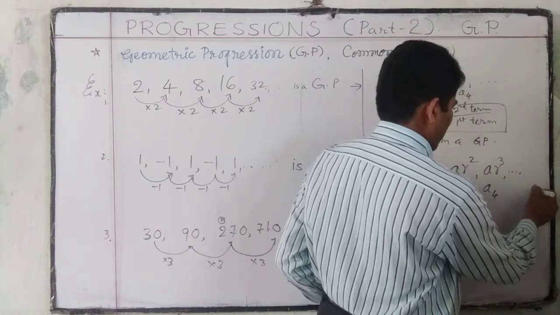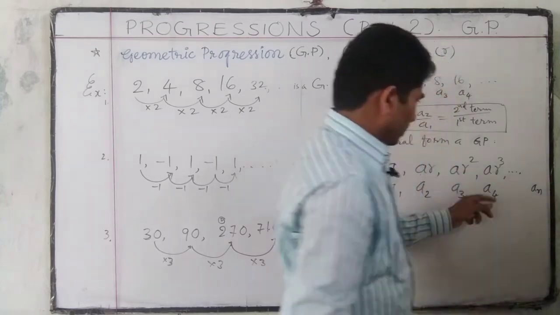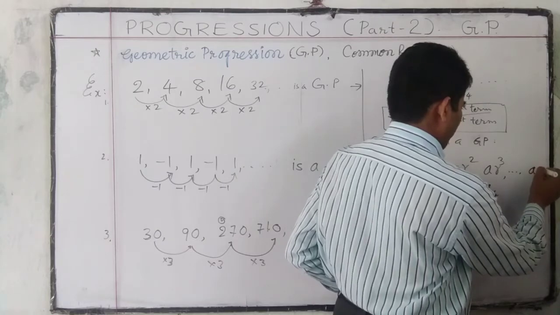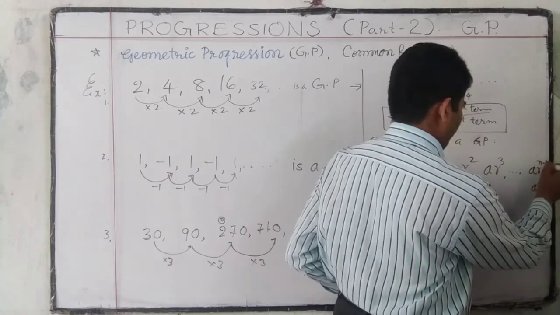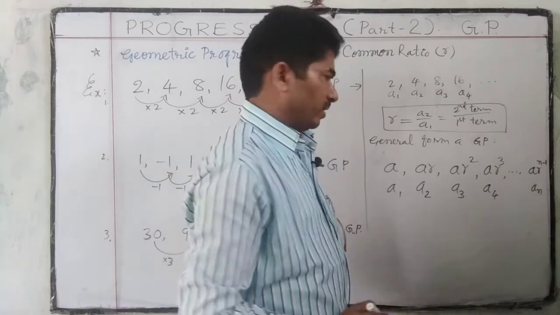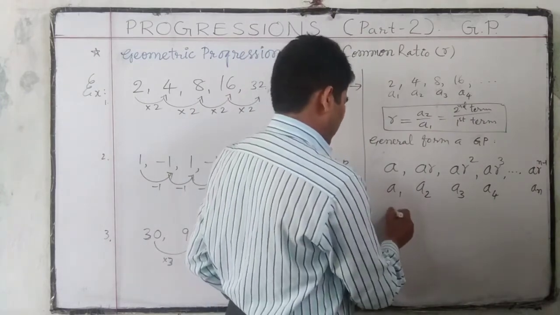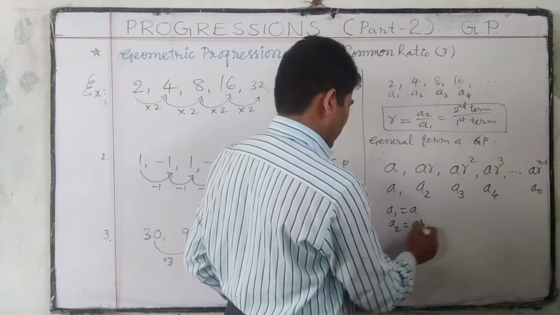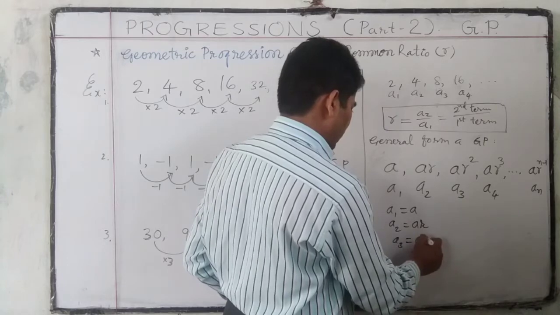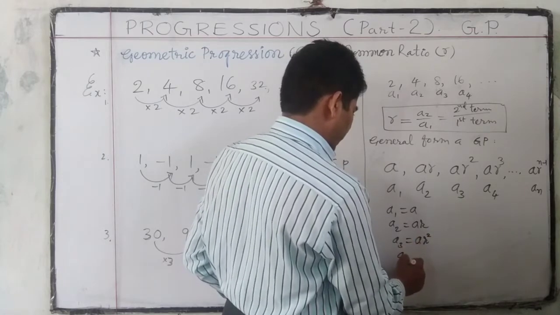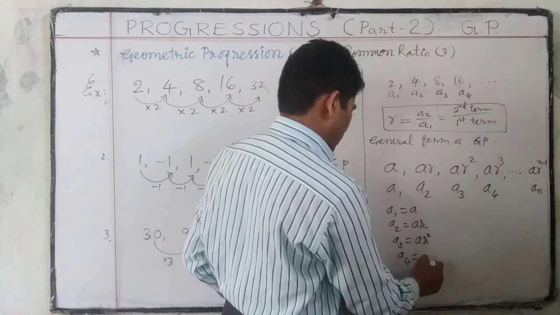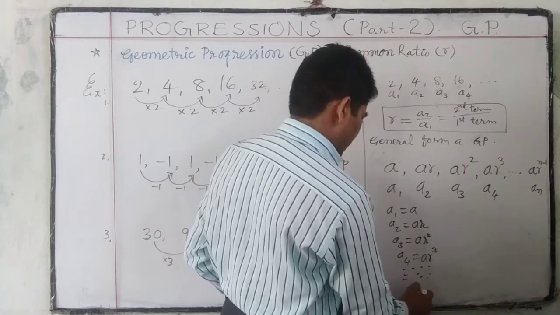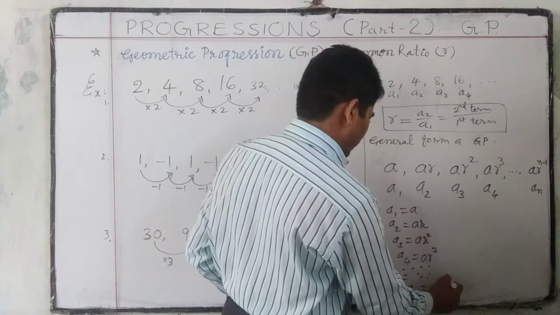The nth term, n is 1 less in the power. So a r to the power of n minus 1. So this is the nth term. First term a1 is equal to a, a2 is equal to ar, a3 is equal to ar square, a4 is equal to ar cube and so on. An is equal to ar to the power of n minus 1.